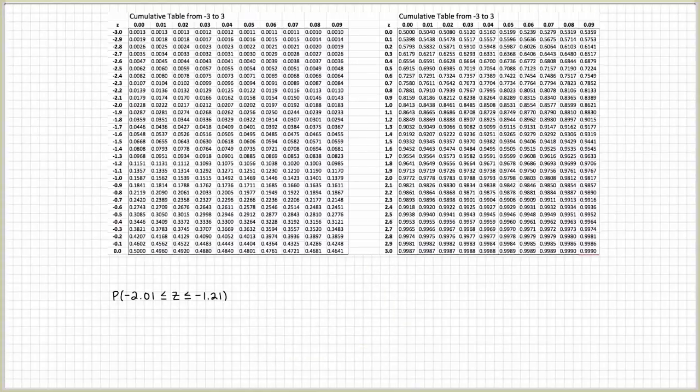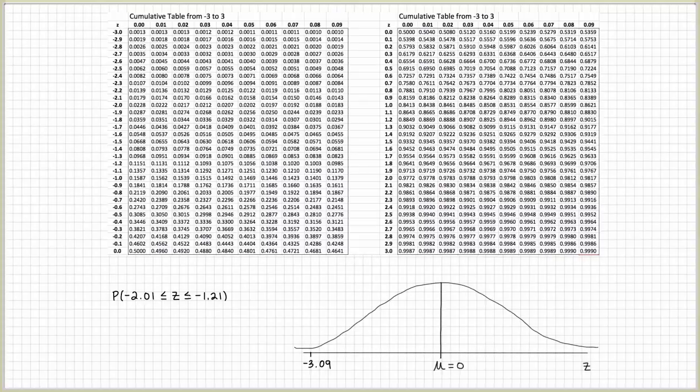All right, let's do the next example. What's the probability that Z is between negative 2.01 and negative 1.21? So we draw the standard normal, and okay, where is negative 2.01? That's going to be on the left of 0. Let's say it's over here. And where is negative 1.21? Well, it's not on the left of negative 2.01, but it is on the left of 0, so we're going to write it here. Okay, and then we're going to shade between negative 2.01 and negative 1.21. There it is.